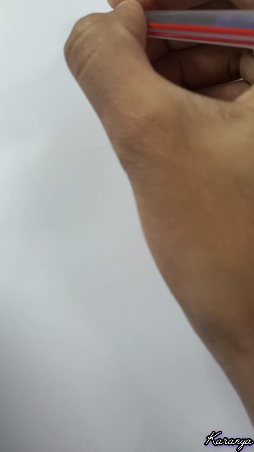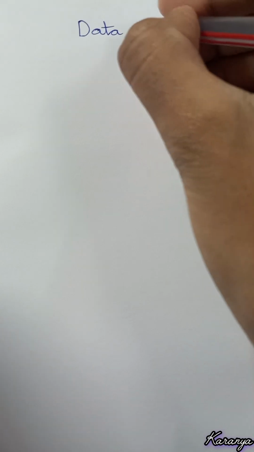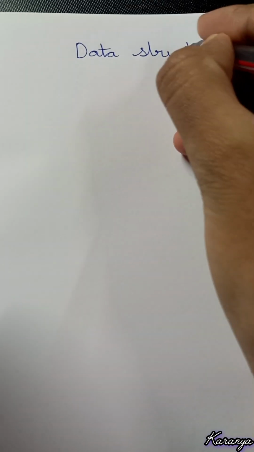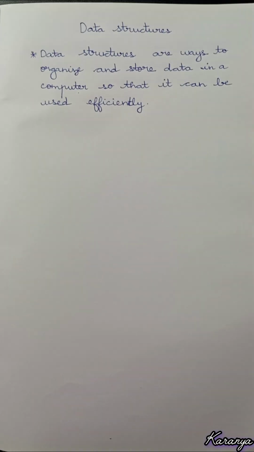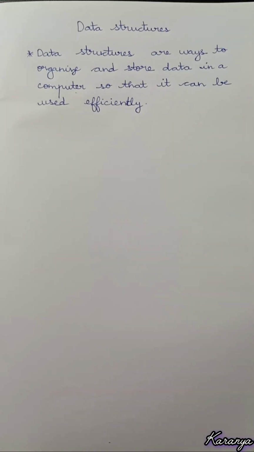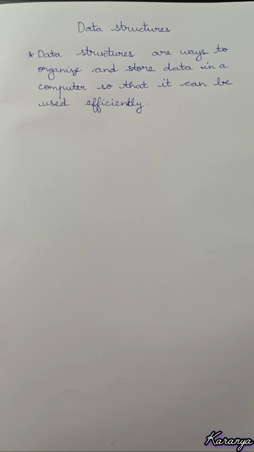Hello everyone. Today we are going to see about data structures, like what they are, why they are important, and also their types. I will also explain linear and non-linear types. In the linear category, I'll be covering arrays, lists, stacks, and queues. And for the non-linear category, I'll be talking about trees and graphs.